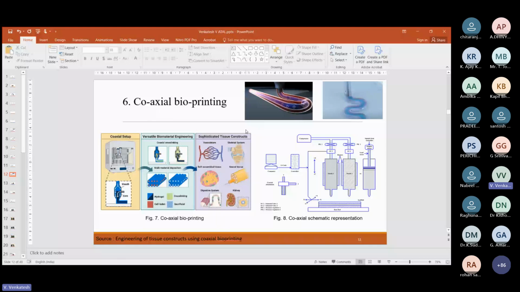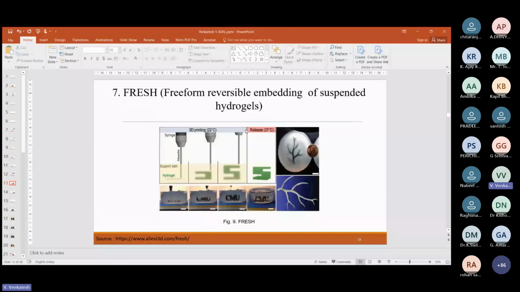triaxial bioprinting. So in coaxial printing, there are two nozzles. The inner nozzle is termed the core. The outer nozzle is termed the shell. So you can extrude two different materials from these two different nozzles in fabrication of arteries, vessels, nerves, and some other things.